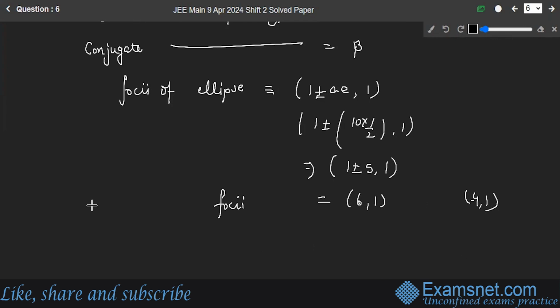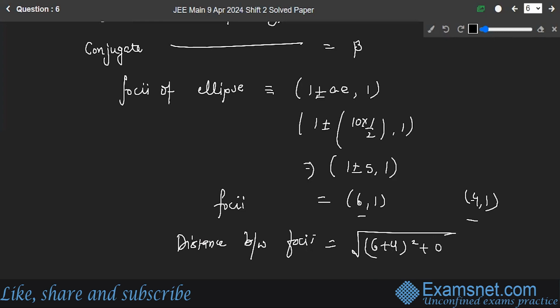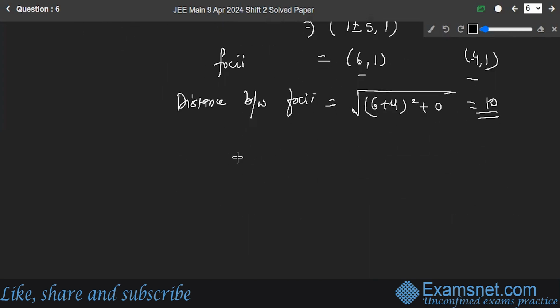Okay. So the distance between the 2 foci, of course, this will be given by the square root of (6 plus 4) square plus 0, so that will be 10. And that means the distance is also given by 2AE is equal to 10. From here, you get the value of A as 5 by 2.